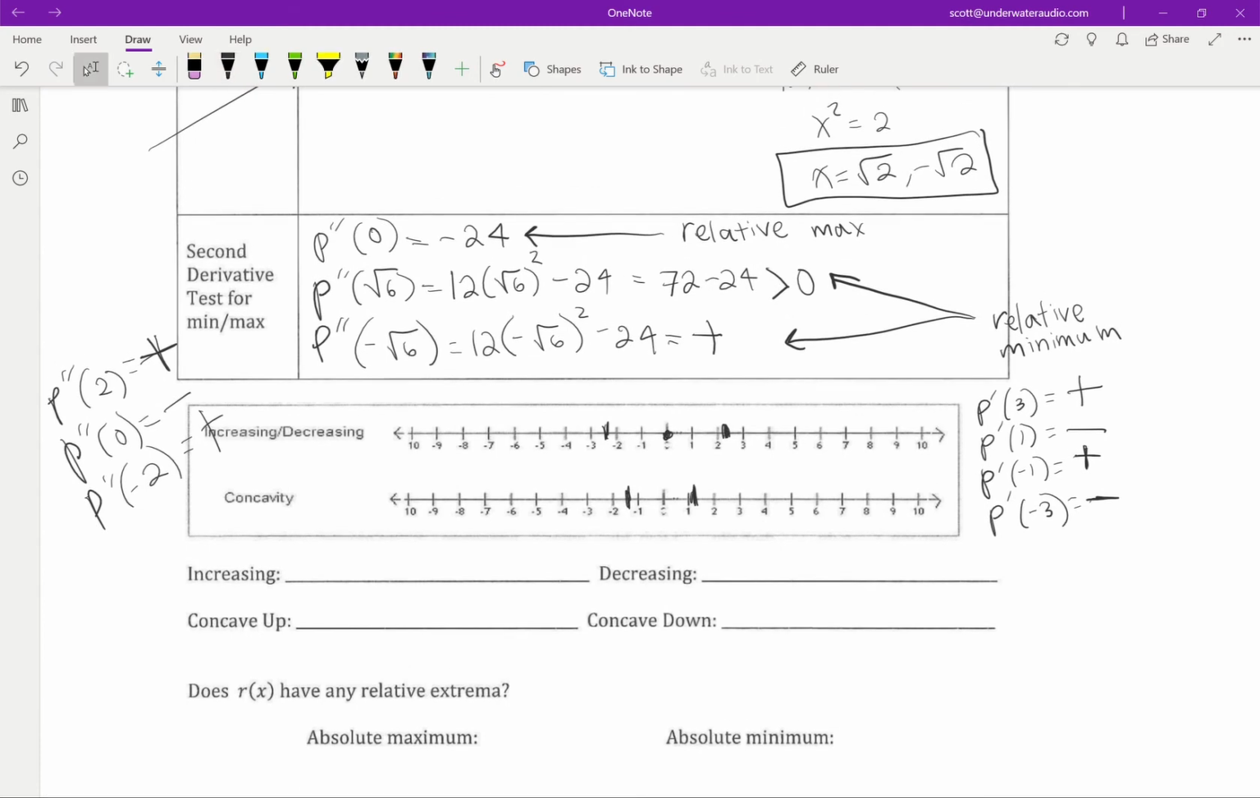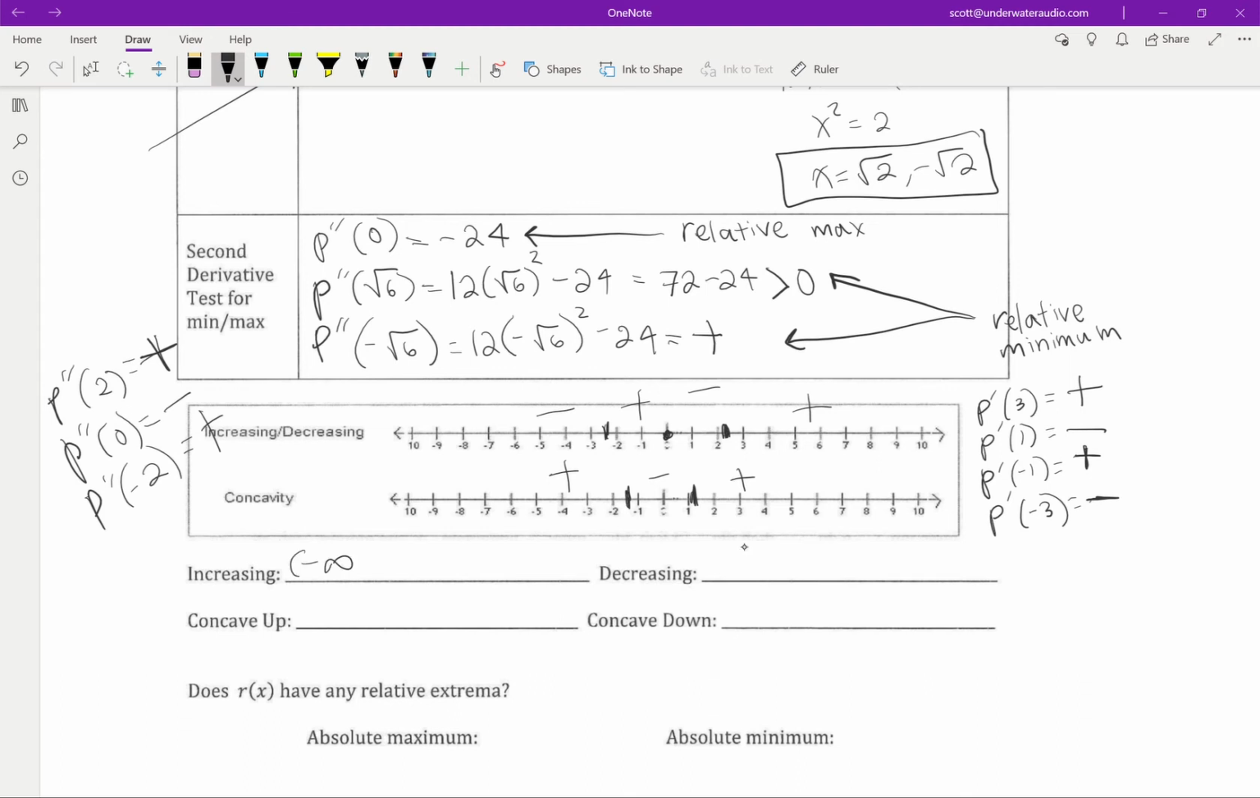Now I can label it on this little diagram I have here. I have 2, it was positive, 0 was negative, positive, and then negative 3 was negative, positive, negative, positive. Cool. So then I can write out my intervals of increasing and decreasing and concave up and concave down.